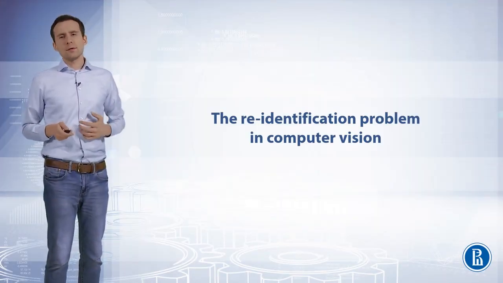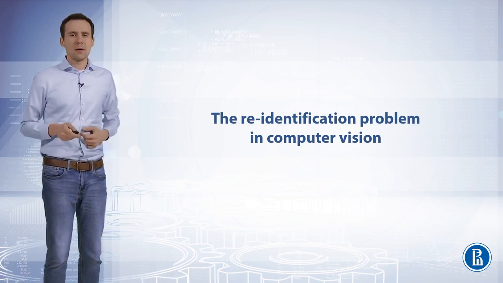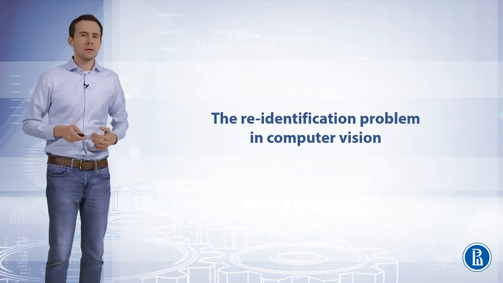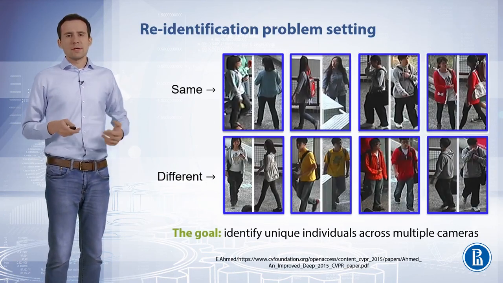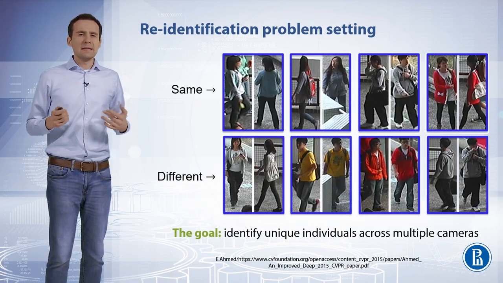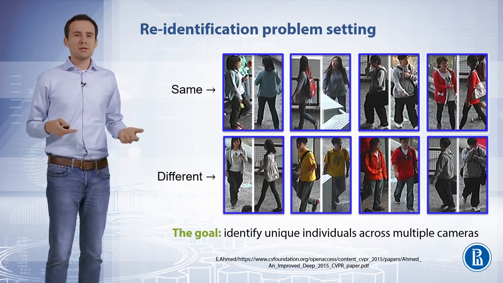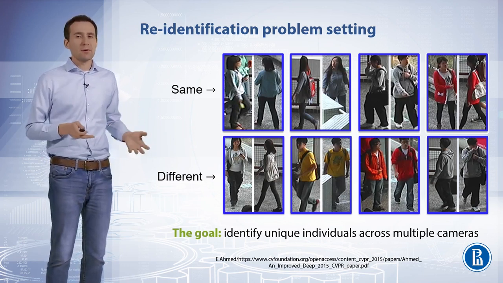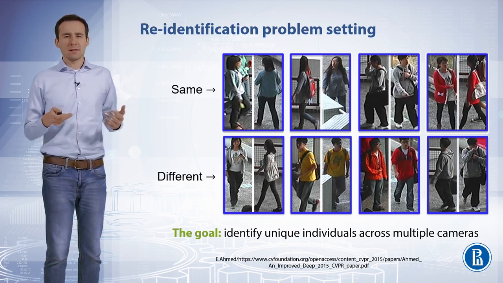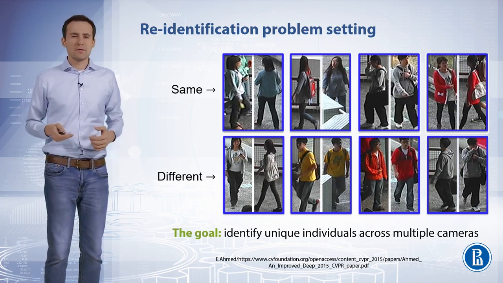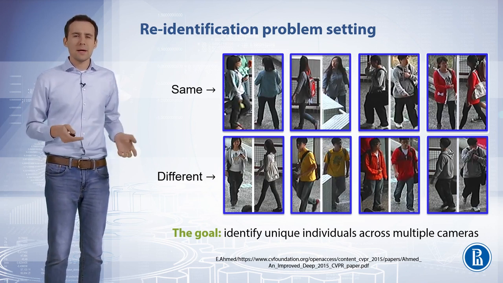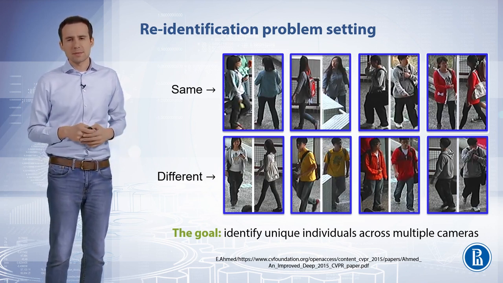In this video, we're going to learn what the re-identification problem is in computer vision and what the common deep learning approaches to handle this problem are. Person re-identification is the problem of identifying people across images that have been taken using different cameras, or across time using a single camera. Re-identification is an important capability for surveillance systems as well as human-computer interaction systems.